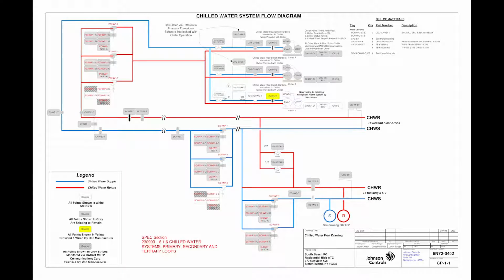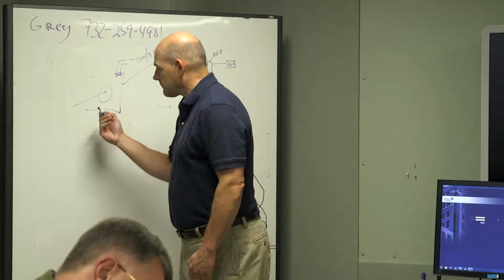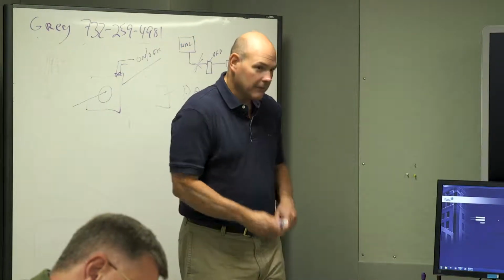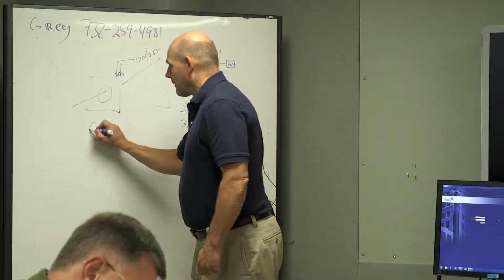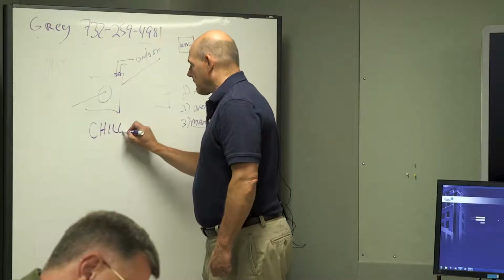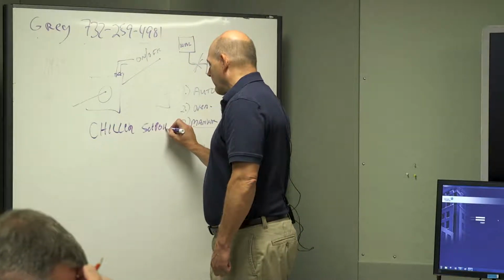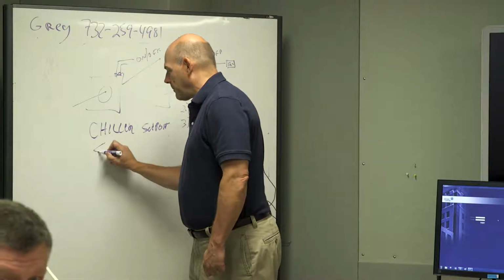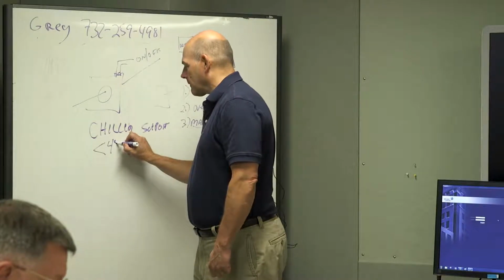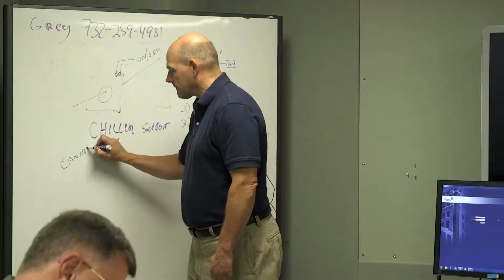I'm going to write it down. Just to make sure you're awake. Chiller set point, oh wow, I forgot an N, cannot be less than 44. Why is that? You can freeze the chiller out.